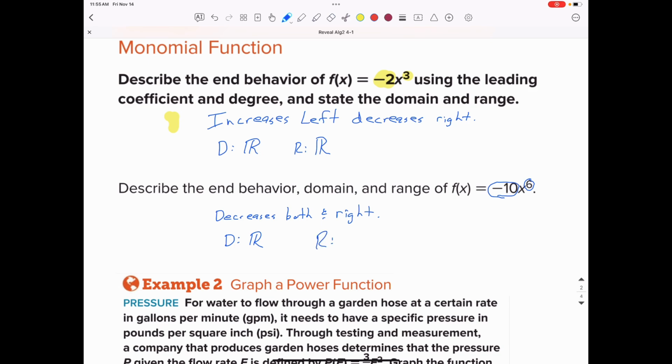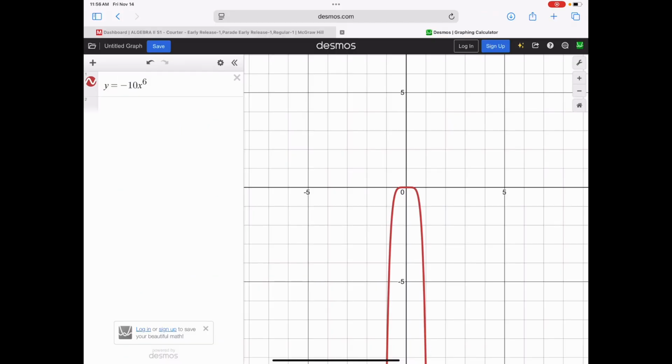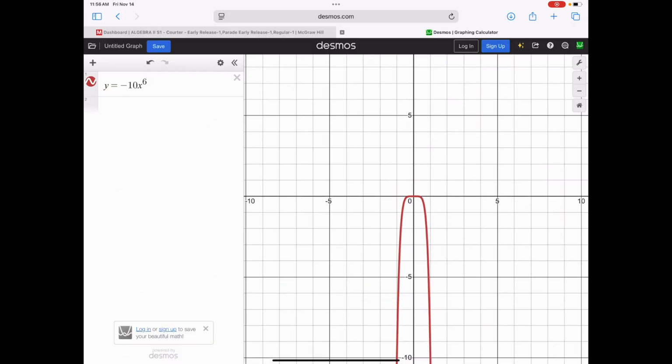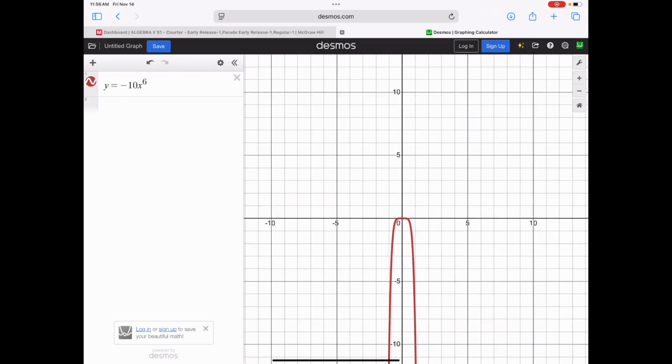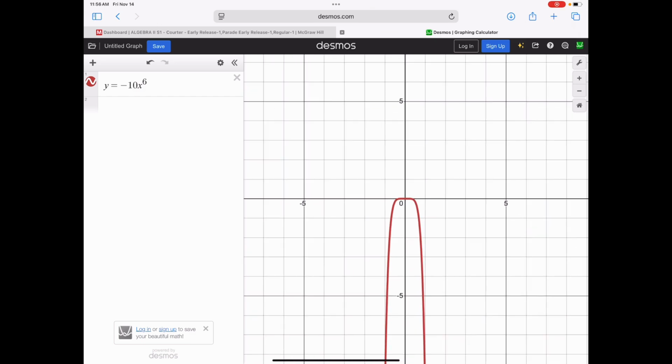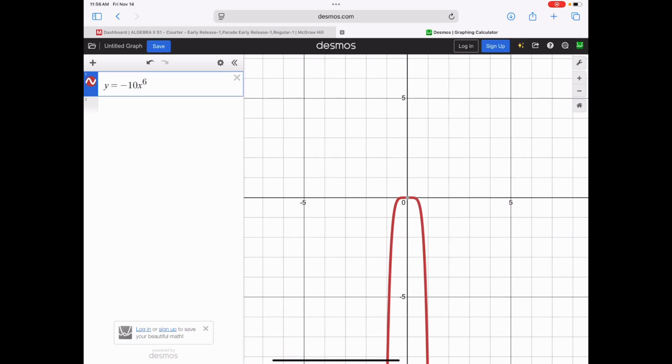So let's look at what that function looks like. So this is what the graph looks like. It looks like a very flat, steep, almost flat-ended parabola that's opening downward. It does have a vertex. It is right there at 0, 0. So notice that means that the y value is 0, but the rest of the graph is below that y value of 0. So that means that the range is going to be y is less than or equal to 0.